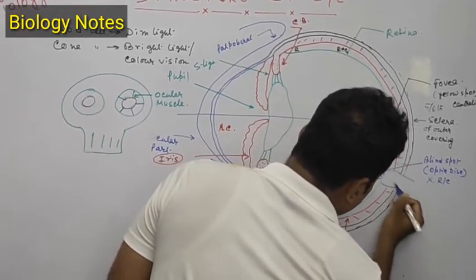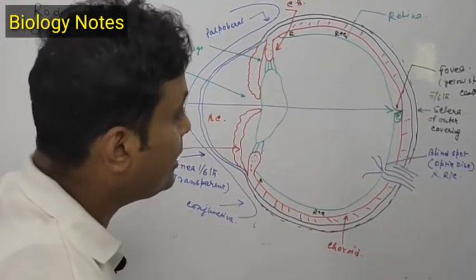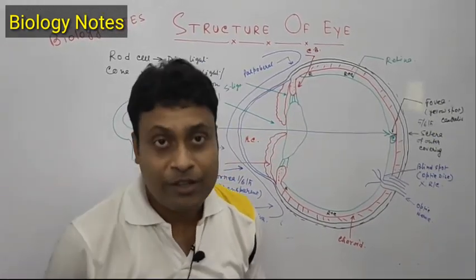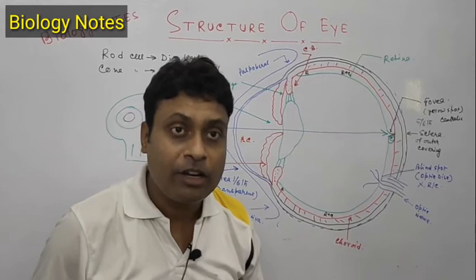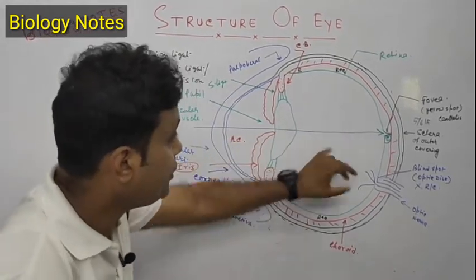Then the optic nerve passes from this region, and this will ultimately enter into our brain. And you know the eyeball is not actually solid. The eyeball contains two chambers. One is the aqueous chamber and the other is the vitreous chamber.